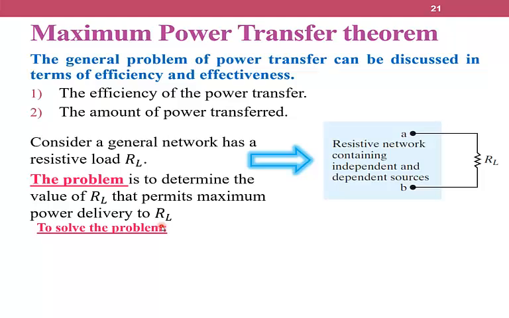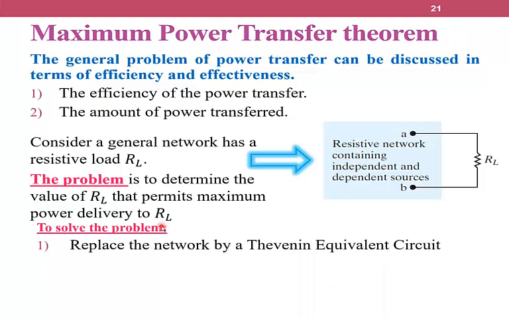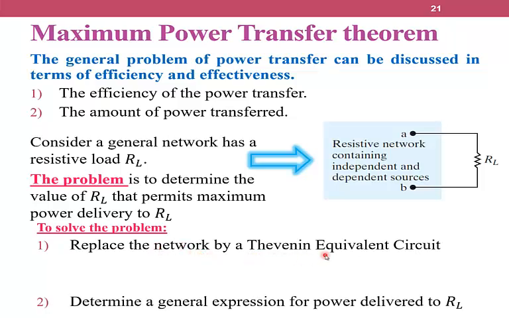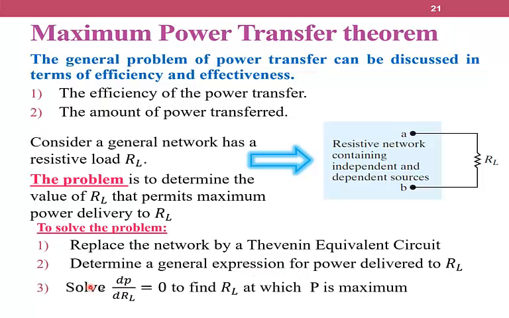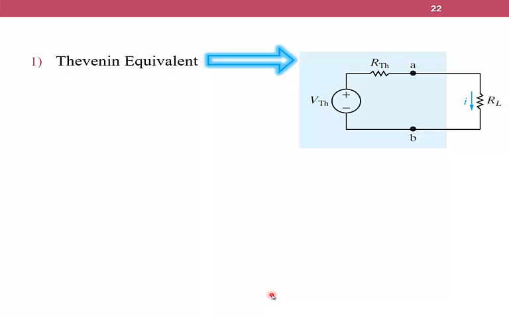To solve this problem, we are going to replace the network by a Thevenin equivalent circuit, and determine a general expression for power delivered to RL. Finally, we are going to solve this differential equation, dP over dRL equal to 0, to find R load at which the power will become maximum. Here are the steps.